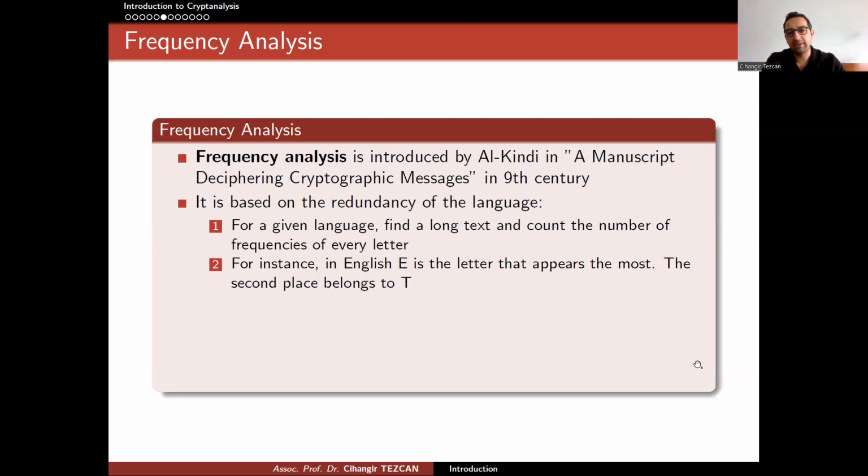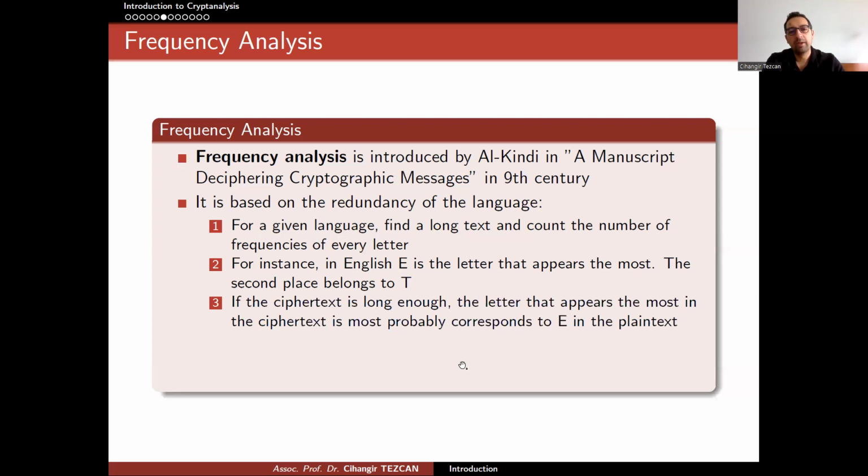For instance, in English, E is the letter that appears the most, the second place belongs to T, and so on. And in Turkish, the letter that appears the most is A. I think then it is E, and so on. So if the ciphertext is long enough, and we are assuming that it is written in English, the letter that appears the most in the ciphertext most probably corresponds to E in the plaintext. So this is the idea.